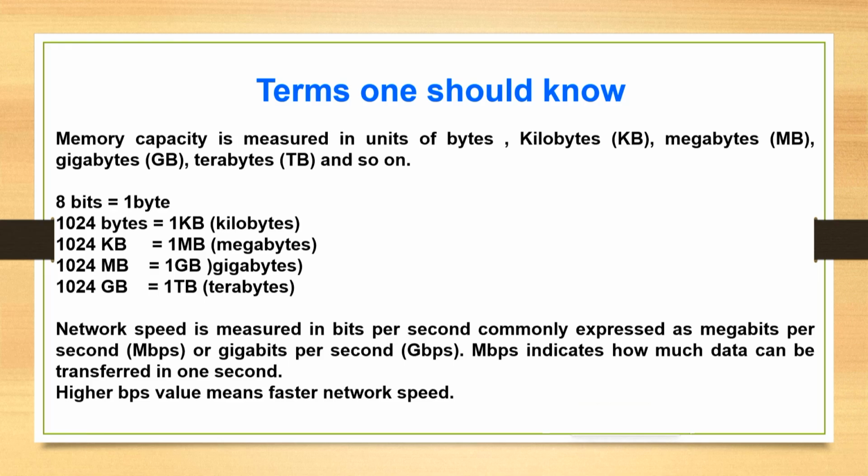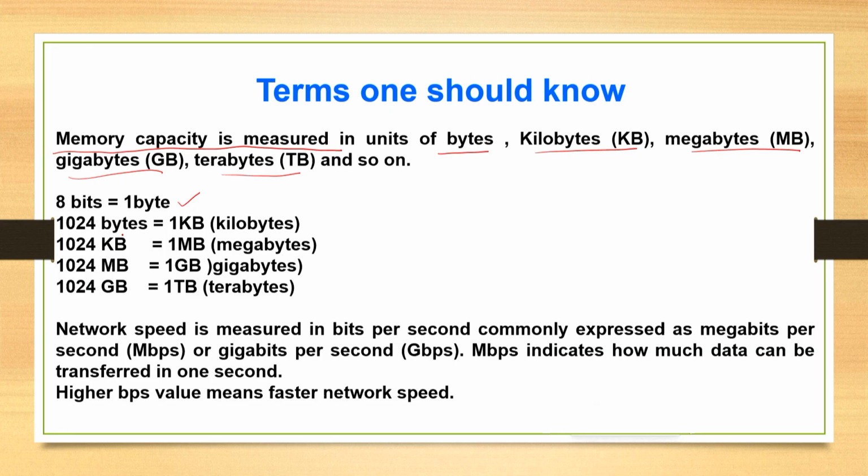This is the memory capacity, how the memory capacity is measured. The unit which is used to measure the capacity of a memory, meaning how much data it can store, is in terms of bytes, kilobytes, megabytes, gigabytes, terabytes and so on. So, what is a byte? A byte is a collection of 8 bits, equal to 1 byte. And we know that a bit is either 0 or 1. So, the string of 8 zeros and ones becomes 1 byte.